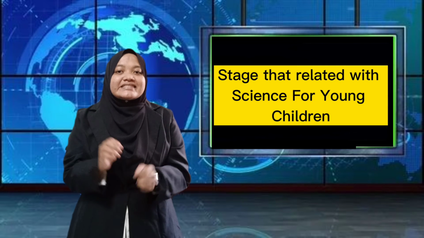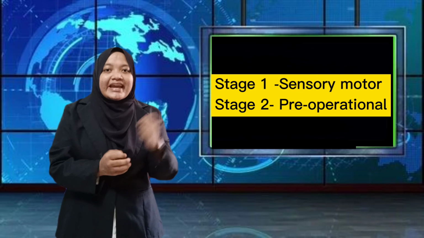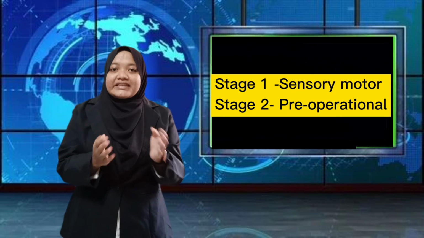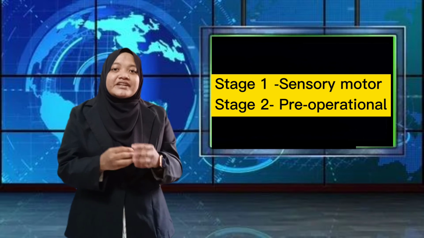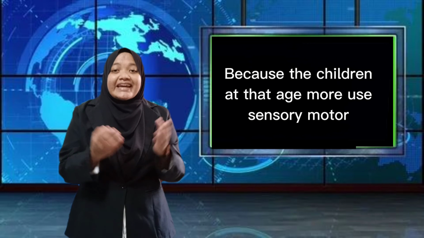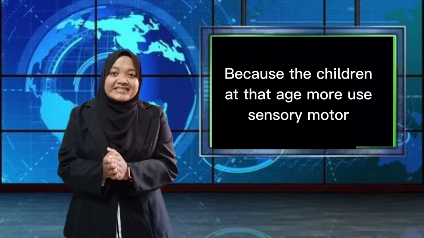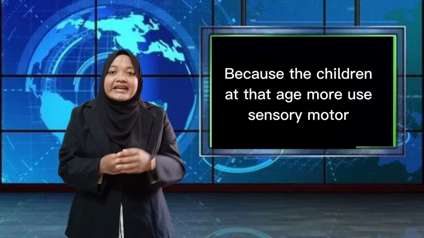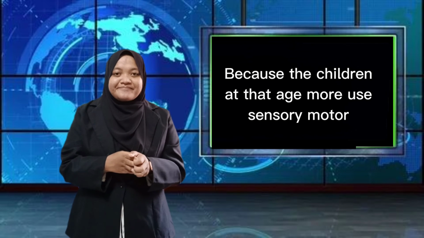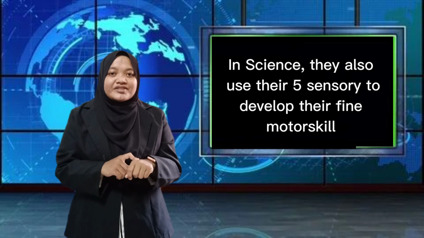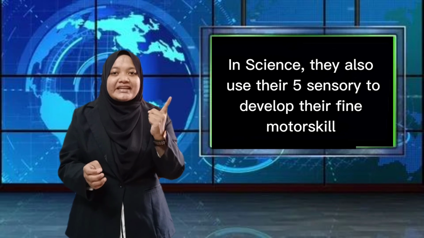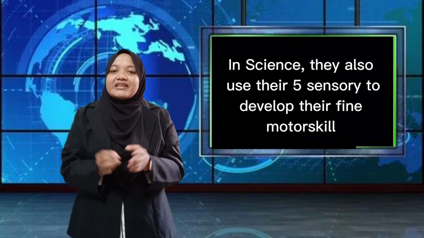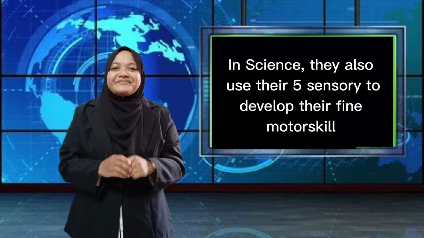So, related to science for young children with Jean Piaget's cognitive theory, it is more present in the first and the second stages, which are the sensorimotor stage and the preoperational stage. It is because children at that age make significant use of the motor senses. As a result, a variety of exercises can be used to help children enhance their fine motor abilities. For example, the children use 5 senses: skin to touch, ears to hear, eyes to look at their environment, mouth to eat or to speak and communicate with their friends, and nose to smell.